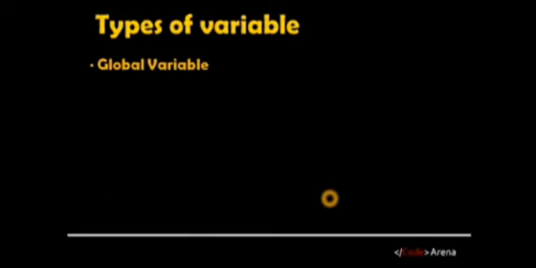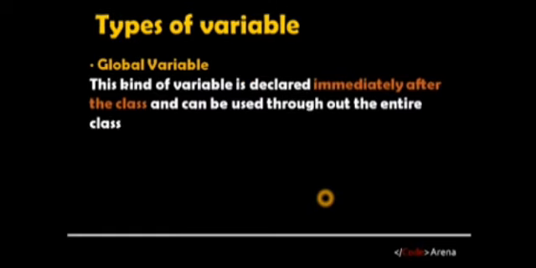And let's go further by looking at the types of variables we have. We have two different types of variables. We have the global variable, and what do I mean by the global variable? The global variable is the kind of variable that is declared immediately after the class, and can be used throughout the entire class. Any variable that is declared immediately after you've defined your class, like the class name and your opening brace, and the next thing you do is declare a variable, that variable is called a global variable.